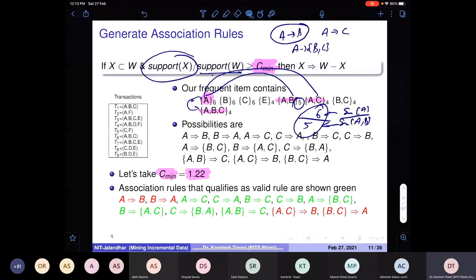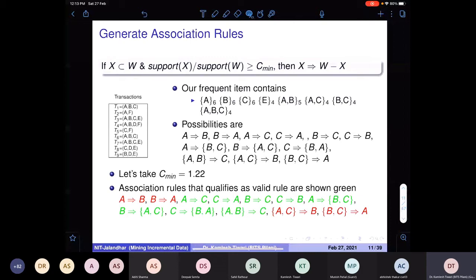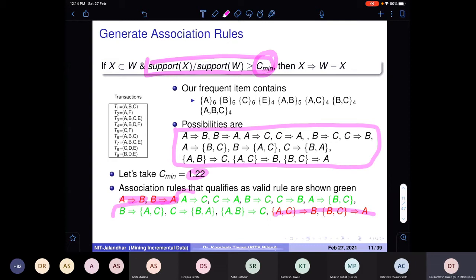All the possibilities we are going to generate, these are all the possibilities, taking something and finding out what the value is. Then we apply this particular formula. If the value is greater than 1.22, then we are going to say that they are green, otherwise red. Red means they are not able to obtain enough support. Green means they are able to obtain the support. So who are the association rules for this particular database? These are the association rules. This is how we have created the association rules.